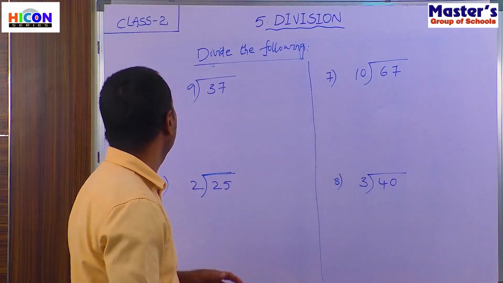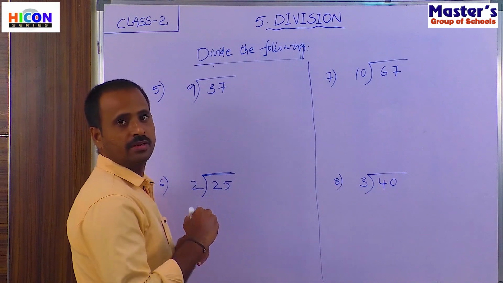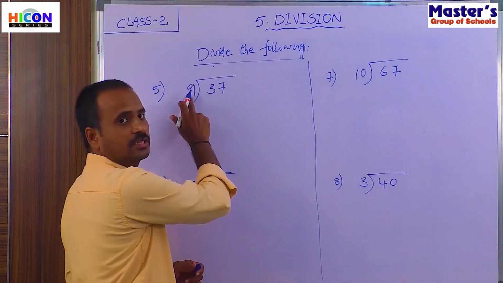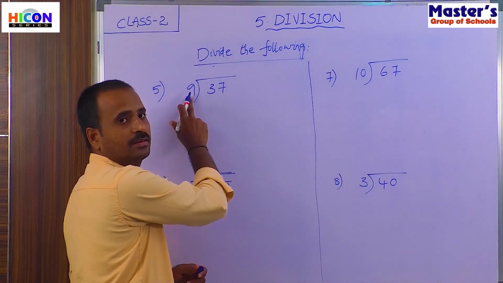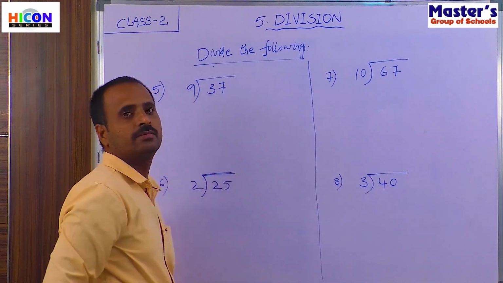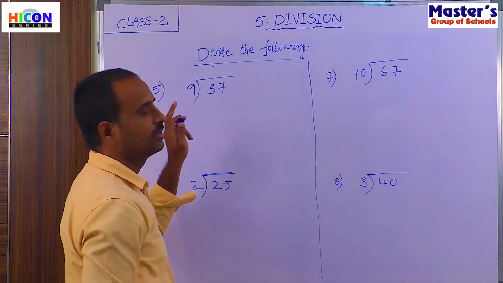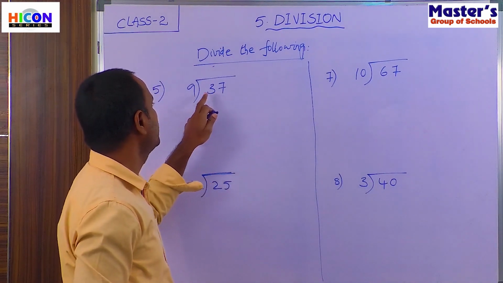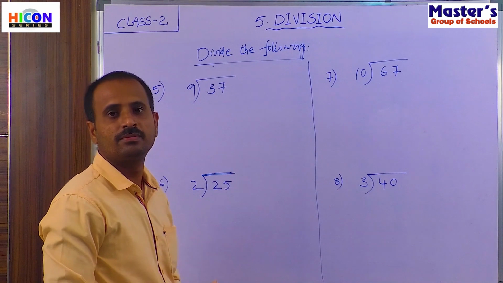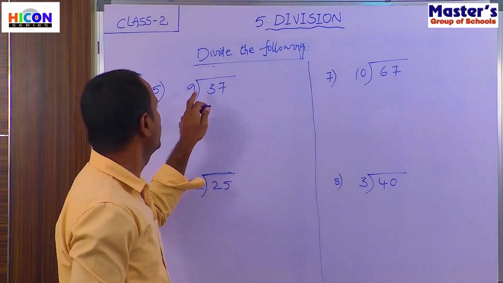So let us see the fifth problem. What is the fifth problem here? What is the divisor here? 9. What is the dividend? 37. So again, we have to find how many times. That means, when do we get the number 37 in the 9th table?